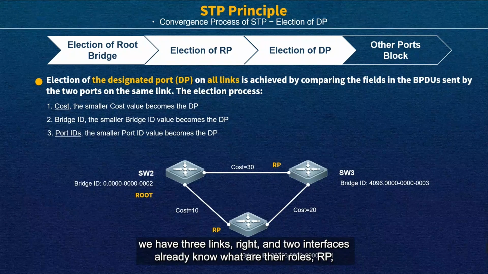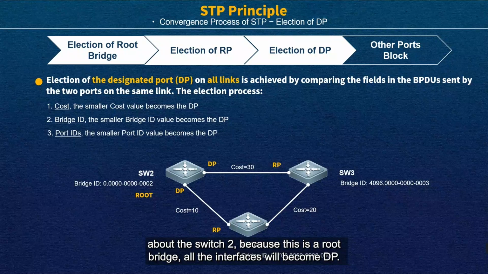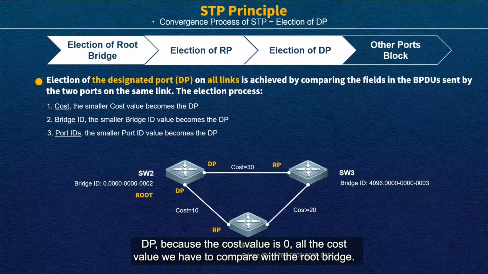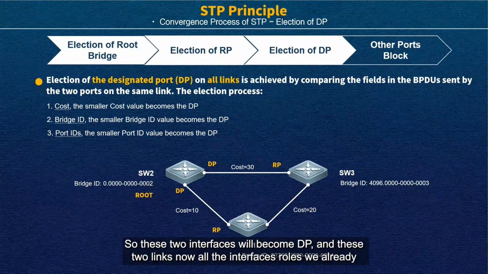So now on the topology, we will find we have three links, right? And two interfaces already know what the role is, RP, and for the rest of the interfaces we have to select who is DP. And the result is, about switch 2, because this is the root, all the interfaces will become DP. In some normal scenarios, all the interfaces of the root will become DP because the cost value is 0. All the cost values we have to compare with the root bridge. So these two interfaces will become DP.